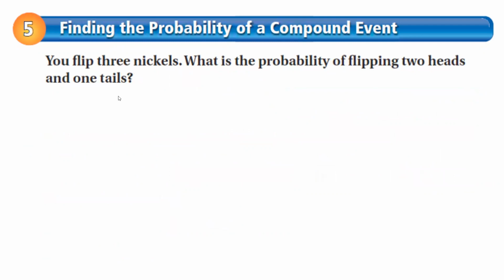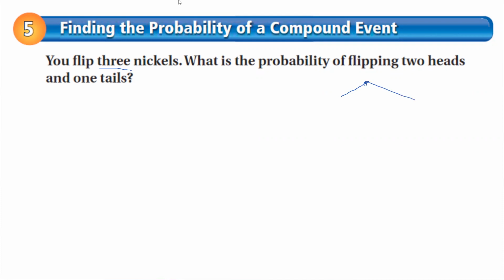Now we're going to find the probability of this compound event. You flip three nickels. What is the probability of flipping two heads and one tail? In order to do this, we have to make our tree diagram because we're flipping three different coins. For our first coin, we could either go heads or tails.